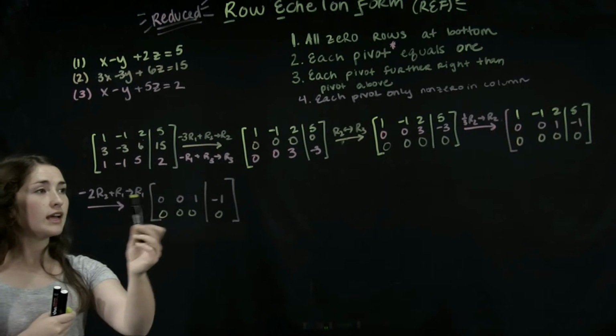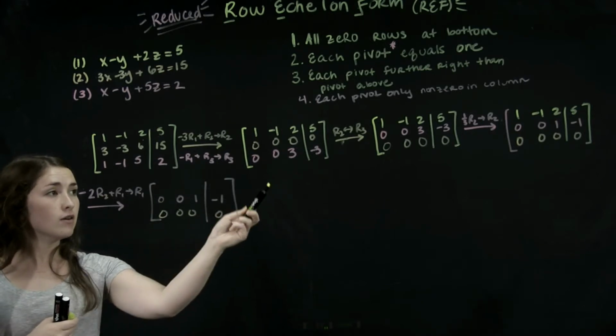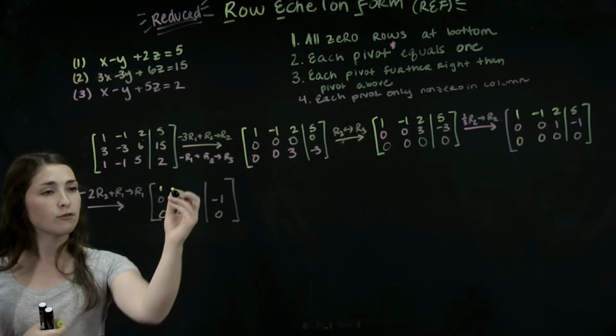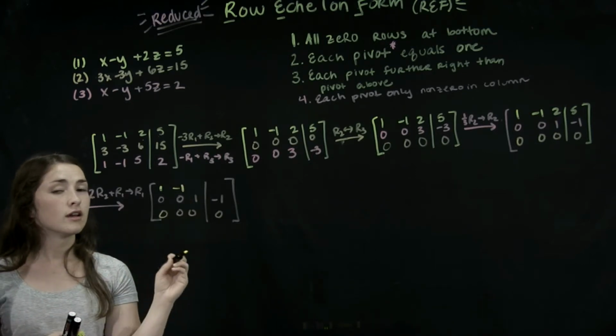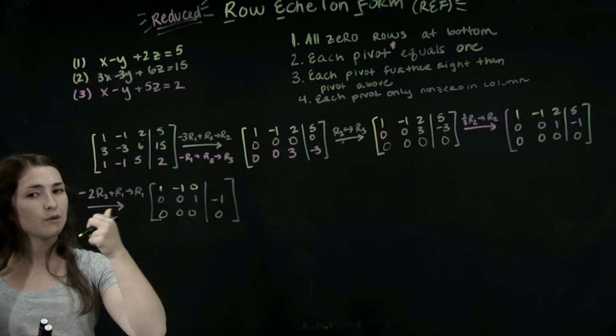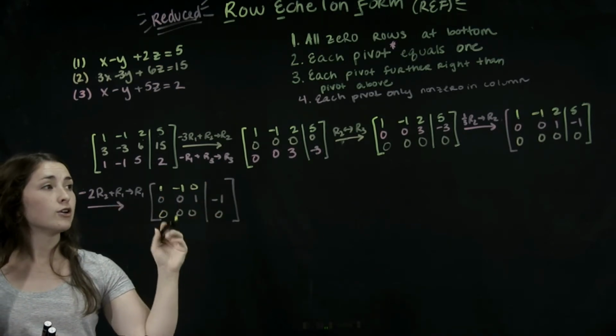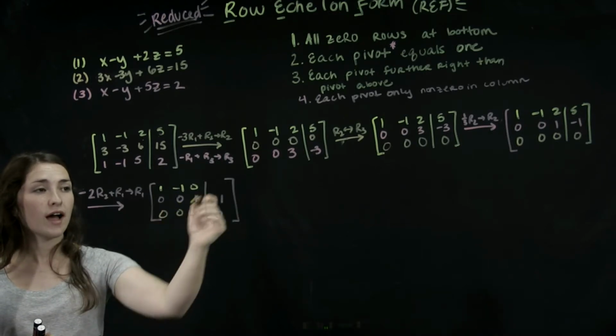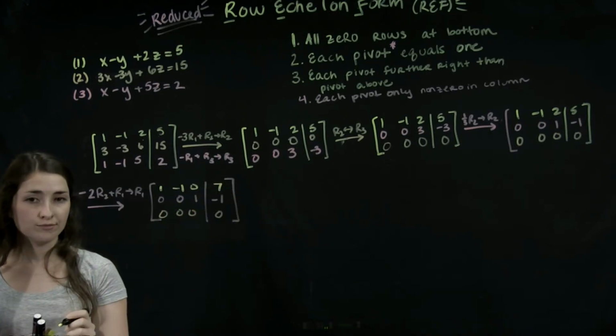So we have -2 times 0 plus 1 is going to be 1. -2 times 0 plus -1, still -1. -2 times 1 plus 2 is a 0, exactly what we want. And then -2 times -1 plus 5 is going to give us a 7.